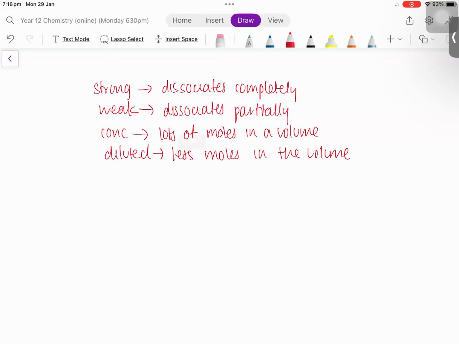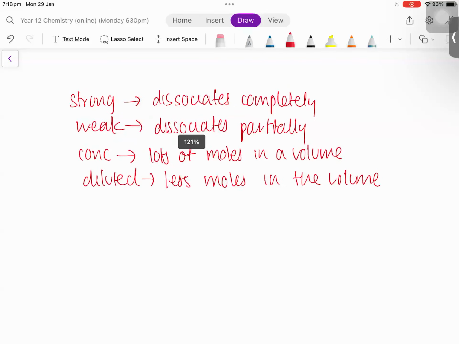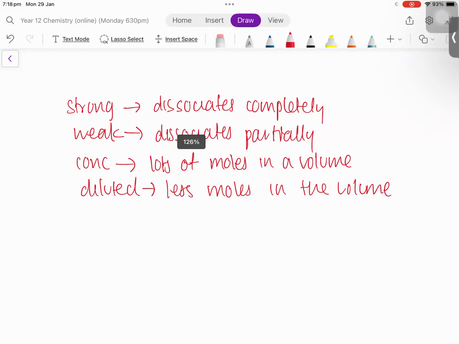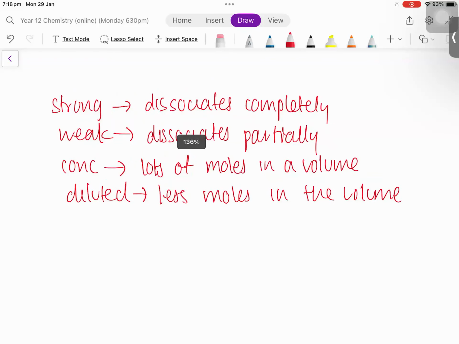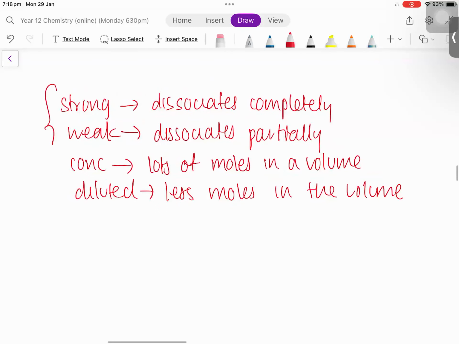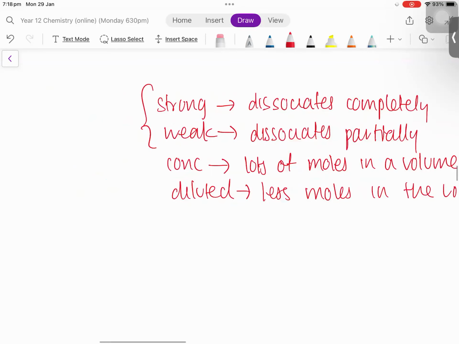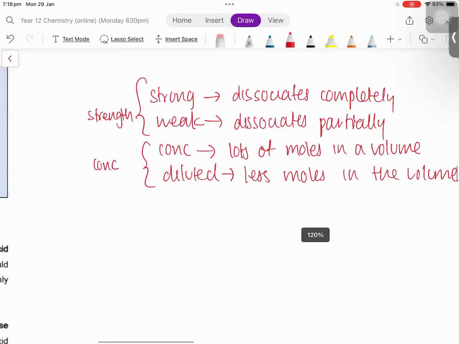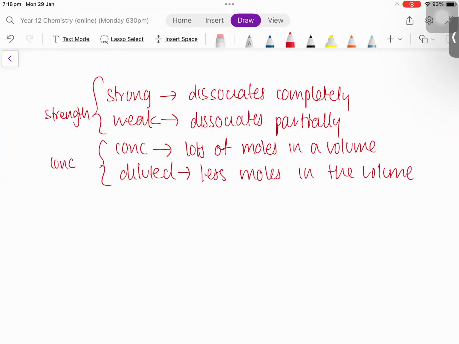I want you to keep this in mind with these two definitions here. This has to do with strength, and this has to do with concentration. Strength and concentration are independent. Strength just has to do with, does it fully dissociate? Does it not? Concentration just has to do with, is there a lot of it in there or is there not a lot?